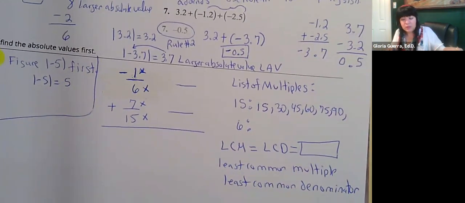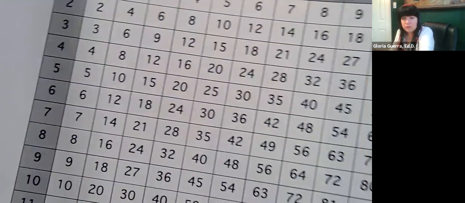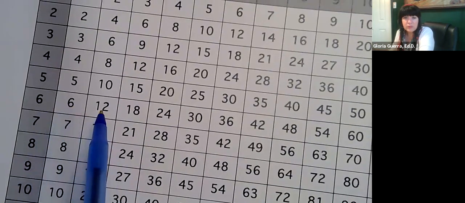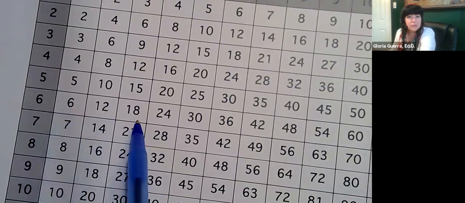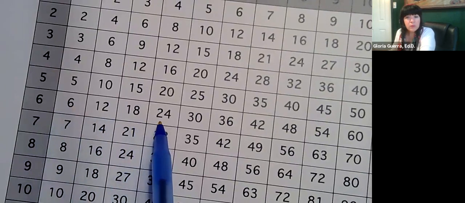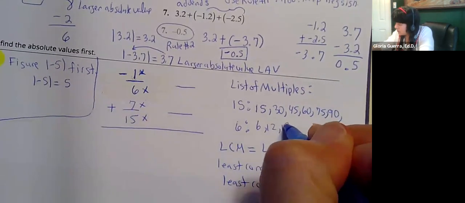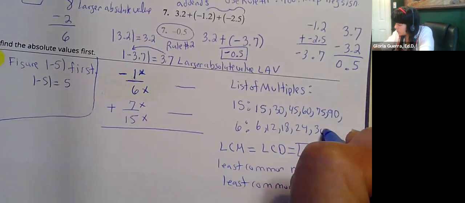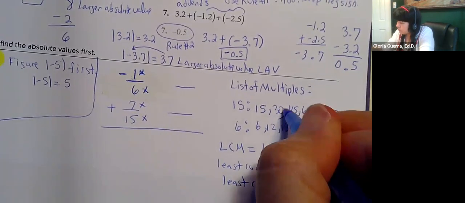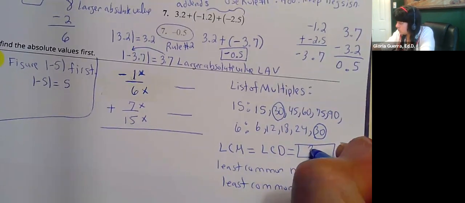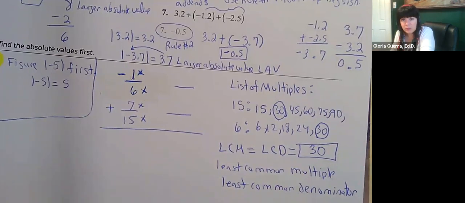For the 6, you can use this multiplication table. It's a little bit bigger and it does have 6 there. 6 times 1 is 6. 6 times 2 is 12. 6 times 3 is 18. 6 times 4 is 24. 6 times 5, look at that, is 30. So 6, 12, 18, 24, and 30. See that right there? See how that matches? So that's the least common multiple, least common denominator.